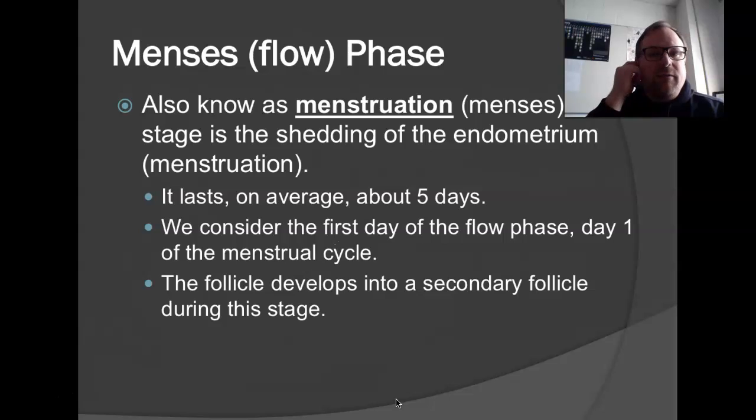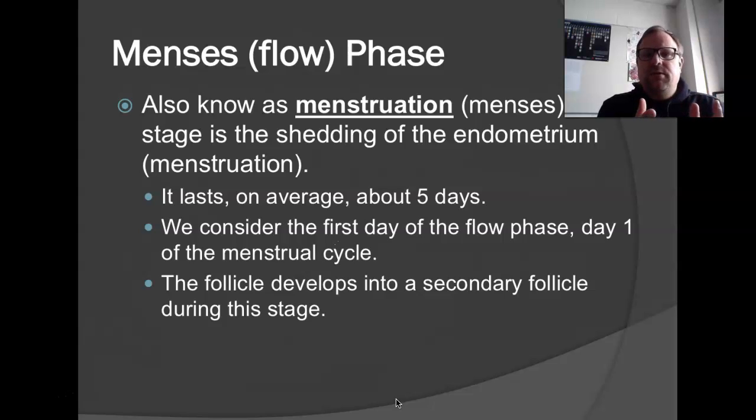Menstruation lasts on average about 5 days, and we consider the first day of flow phase to be day 1 of the menstrual cycle, and this is a little bit different. So day 1 is when flow phase begins, the shedding of the endometrium begins to reset and get ready for the next part, or the beginning of the cycle, and the end of the cycle is marked then by the beginning of flow phase, if that makes any sense to you.